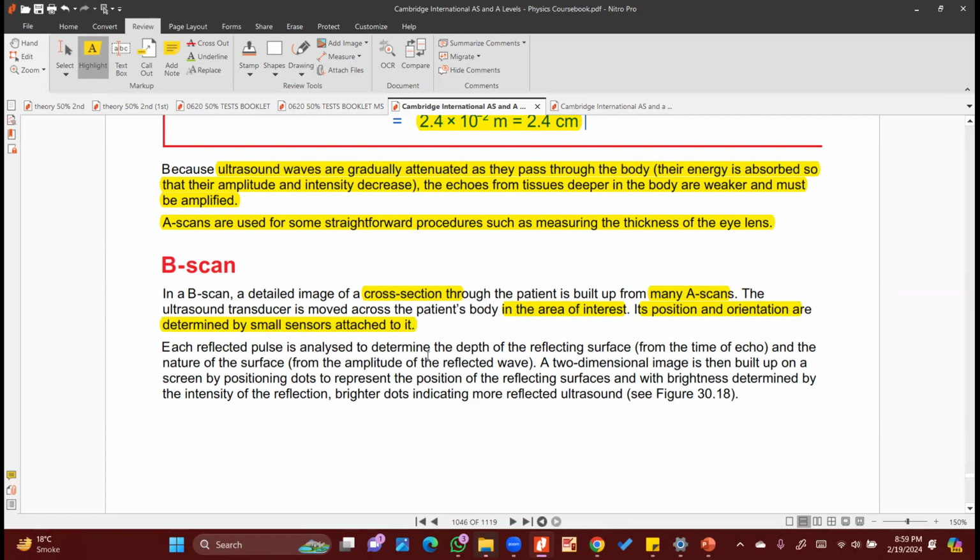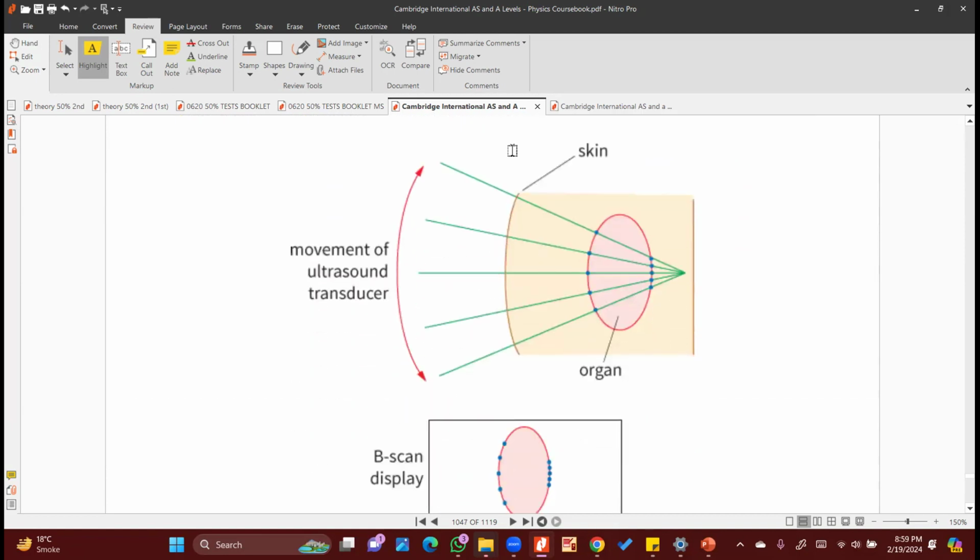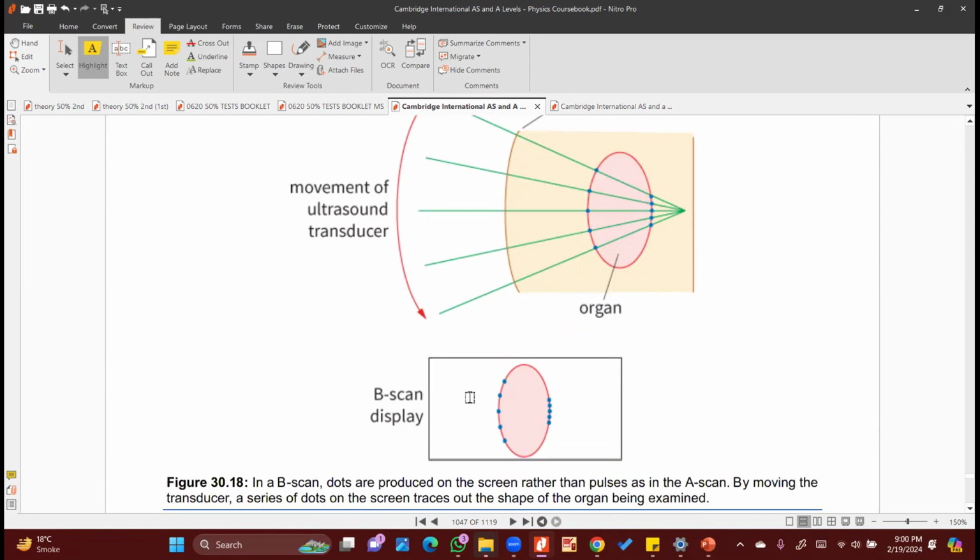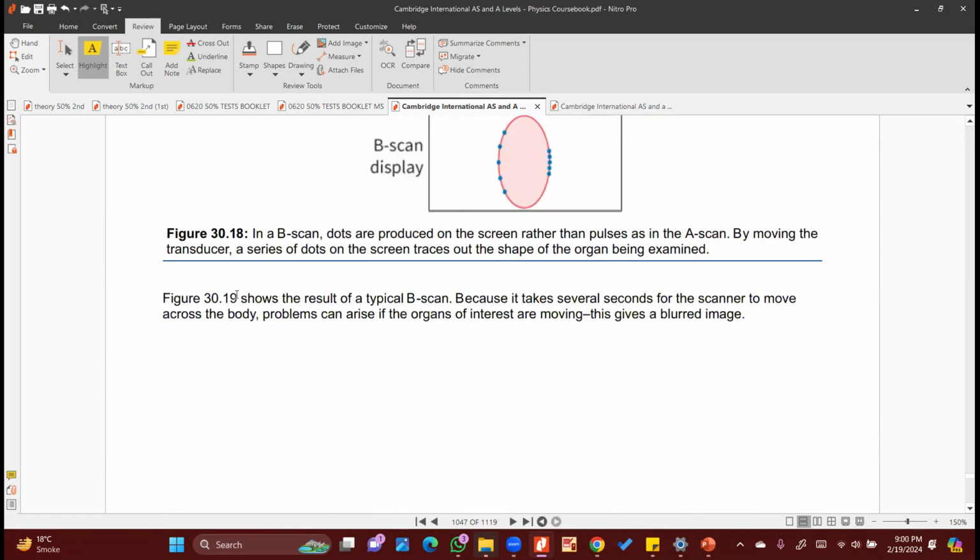Each reflected pulse is analyzed to determine the depth of the reflecting surface from the time of echo and the nature of the surface from the amplitude of the reflected waves. A two-dimensional image is then built up on the screen by positioning a dot to represent the position of the reflecting surface and with brightness determined by the intensity of the reflection wave. These fan type ultrasounds are used, and by matching each of the dots, the result is built up.